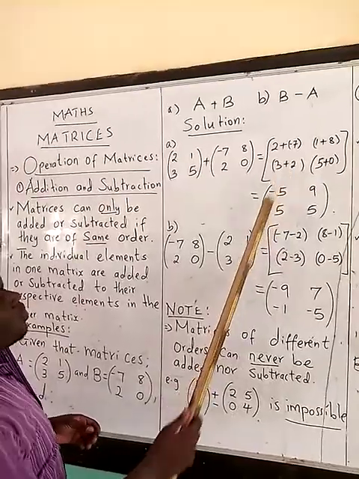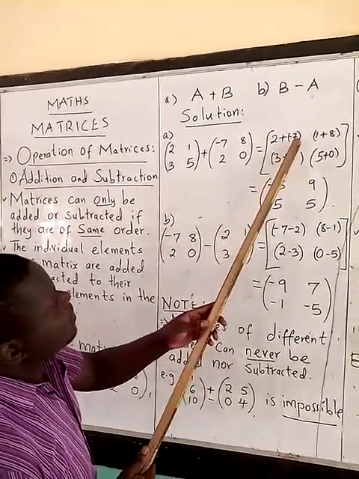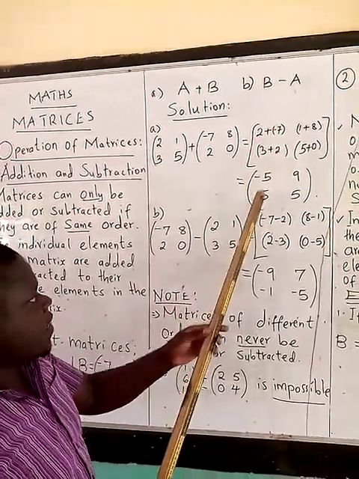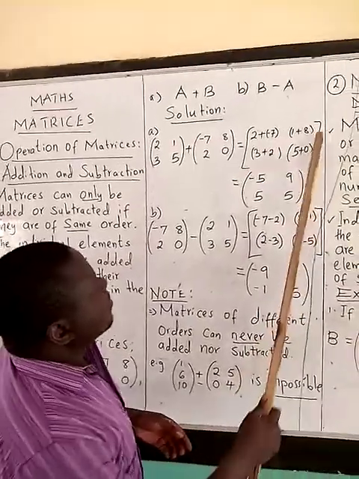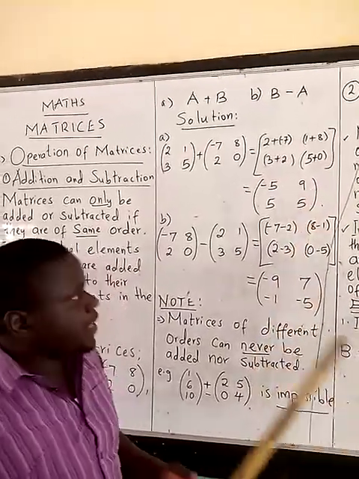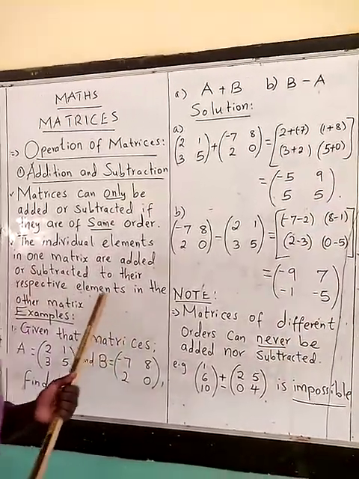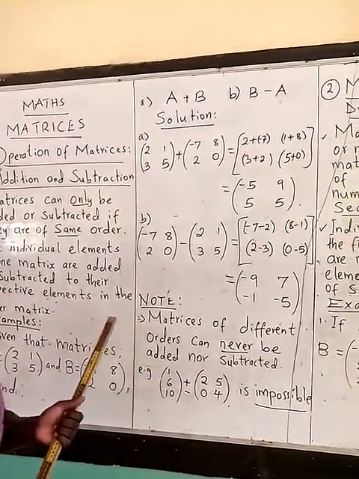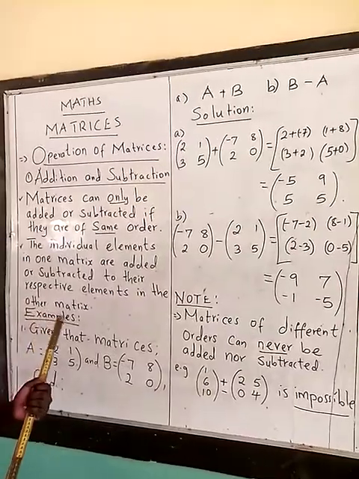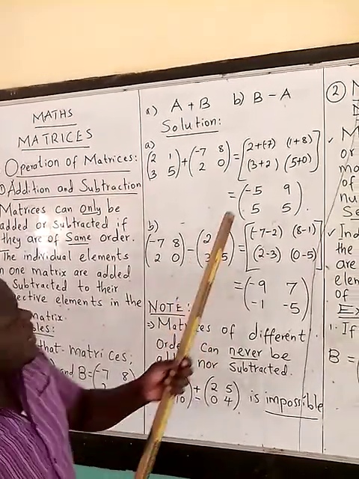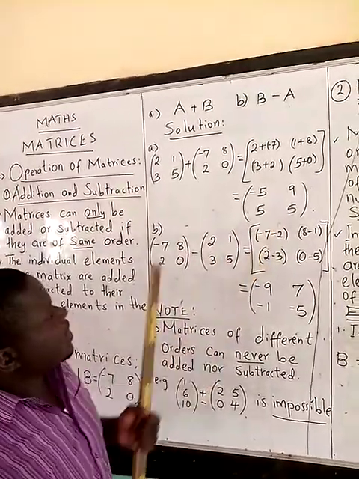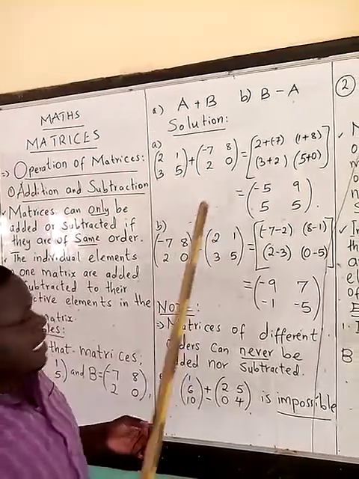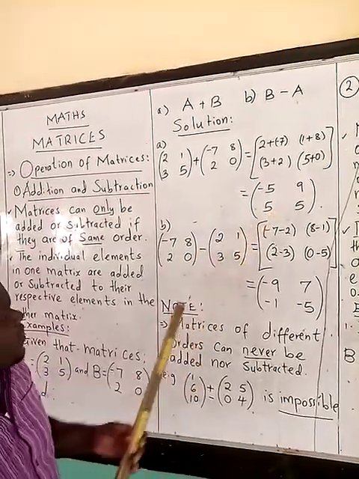If you do so, we'll get 2 plus negative 7, that is negative 5. 1 plus 8, that is 9. 3 plus 2, we have 5. And finally, 5 plus 0 will give us 5. So this is our matrix. The sum of the two matrices gives us this.